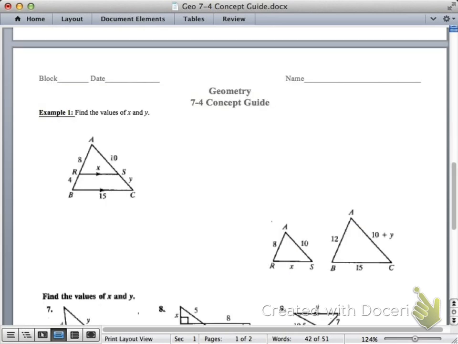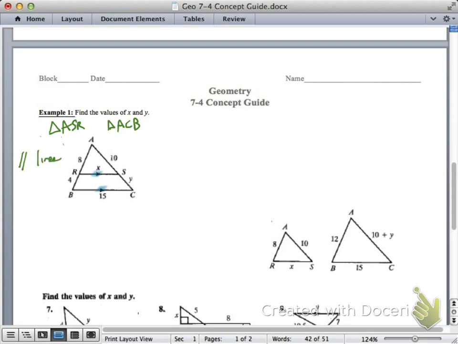Okay, the other type of thing we'll be doing out of this section primarily is solving for angles, using a little bit of algebra along with the similar triangle concept. If you'll notice this example that we have here, finding x and y, the first key is finding the two similar triangles. Now, triangle ASR and triangle ACB.